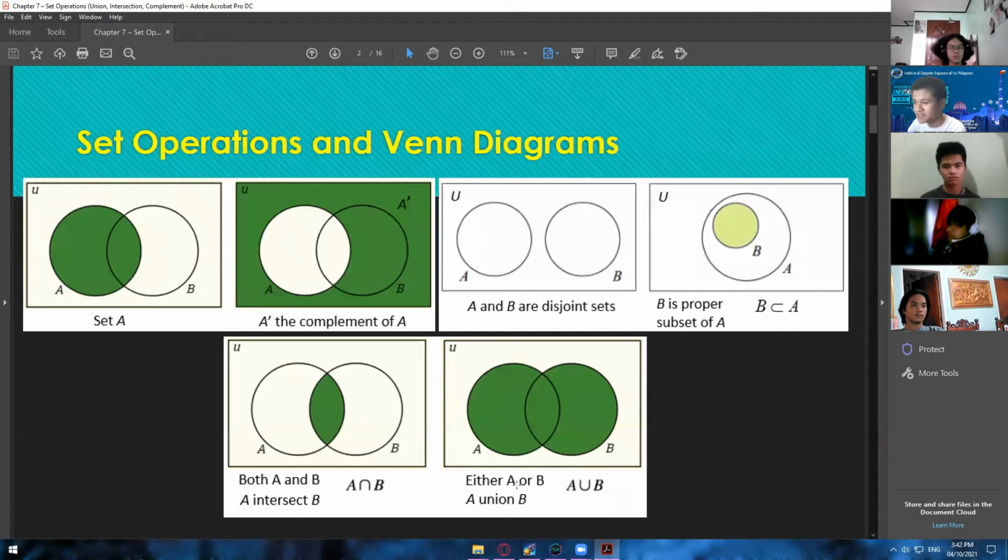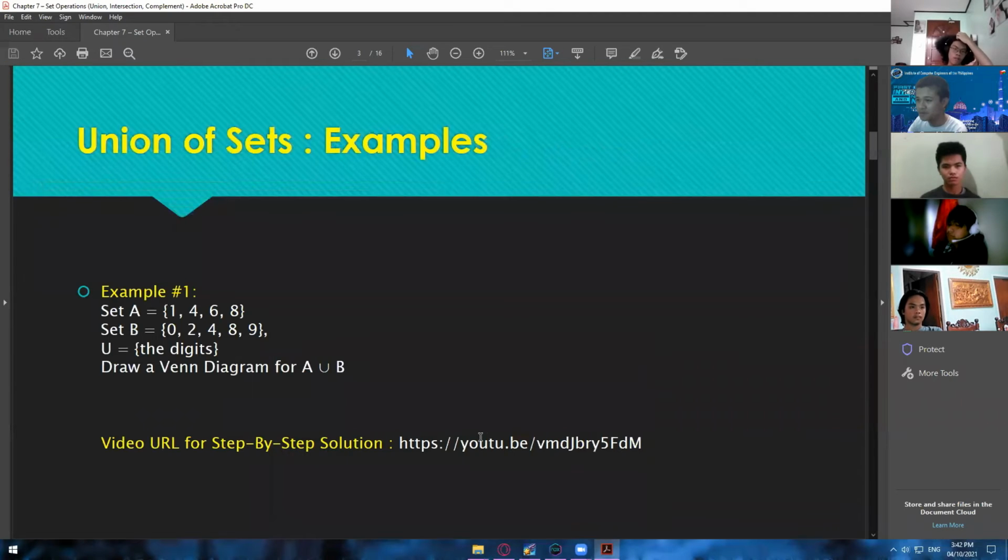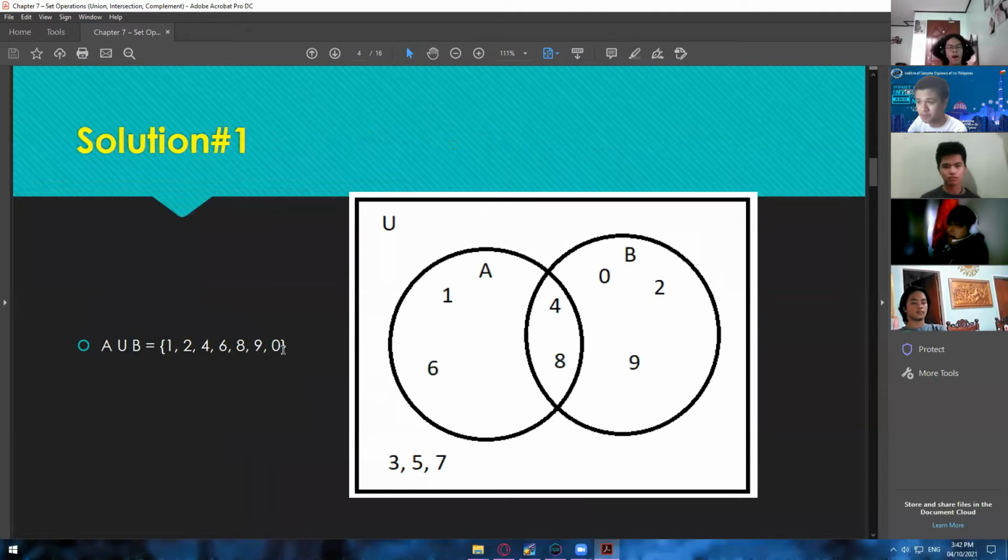So again, if it's union, all we need to do is just get everything on set A and set B. So all we did is get all of their elements and then combine them together in one set. Okay, so we have 1, 2, 4, 6, 8, 9, 0. In here, I just arranged them from least to largest. So that is why this one is quite confusing.